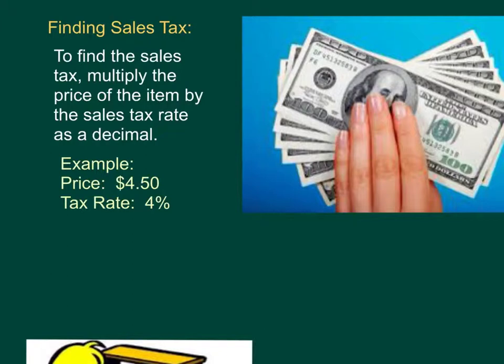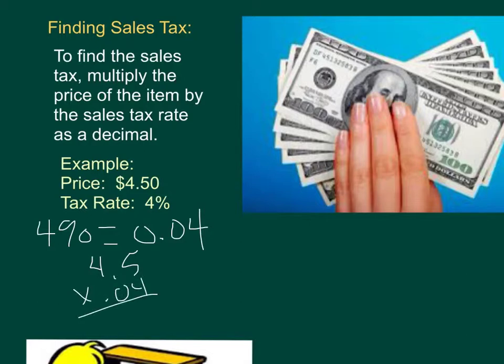Our first step is to turn the 4% into a decimal. To turn a percent into a decimal, we simply have to divide our percent by 100 or move our decimal point back 2 places to the left. 4% as a decimal is 4 hundredths. Now I'm going to take the 4 hundredths and multiply that by my $4.50.